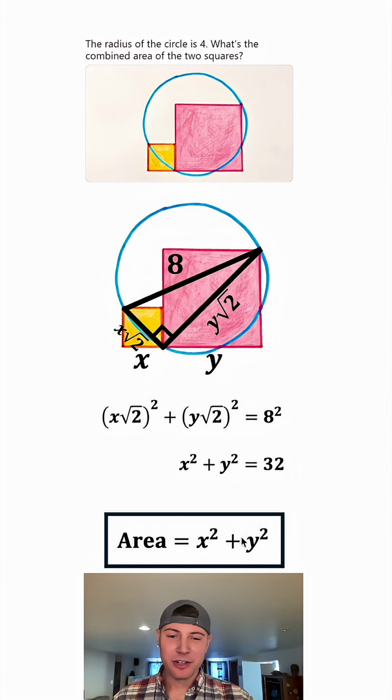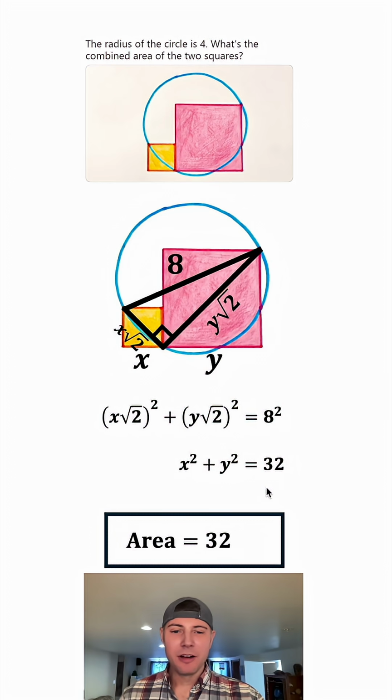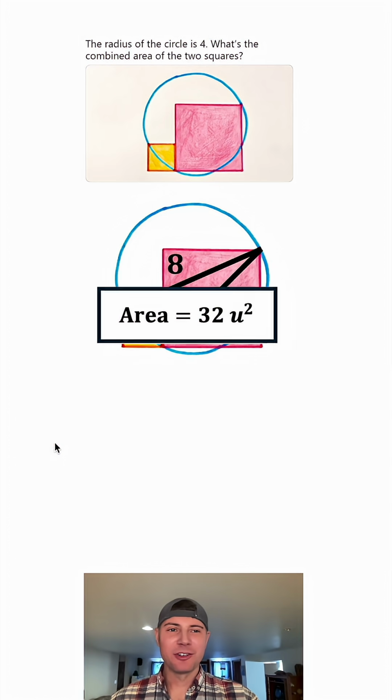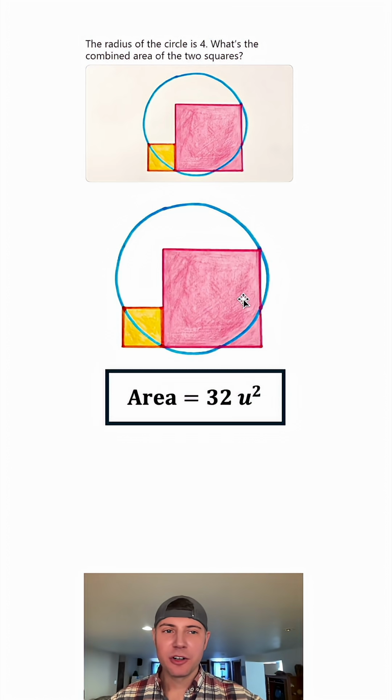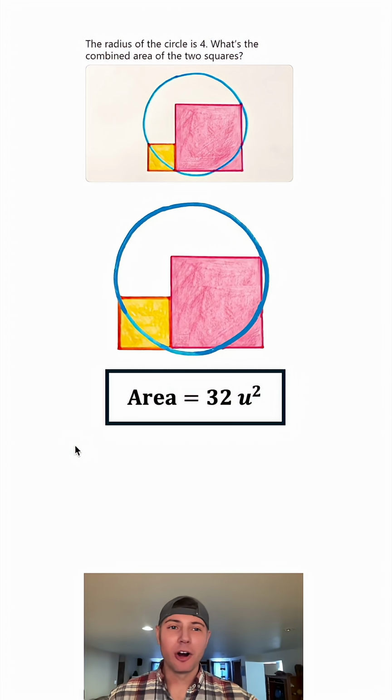And that was the area of our two squares. So in the place of this, let's plug in 32. Let's give it a label of units squared. And that is the answer to our question. If the radius of our circle is 4 units, then the sum of the two squares inside of it like this would be 32 units squared. How exciting. And that's going to be true for all of these scenarios.